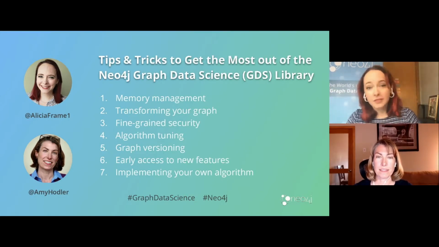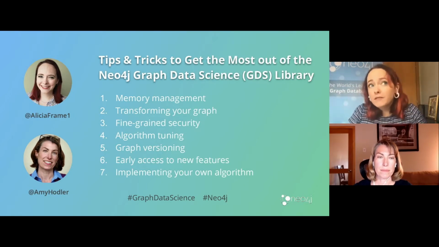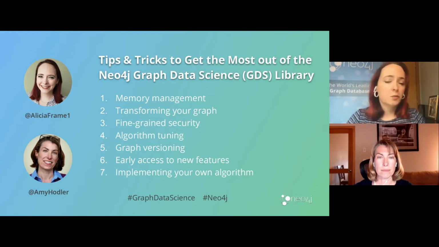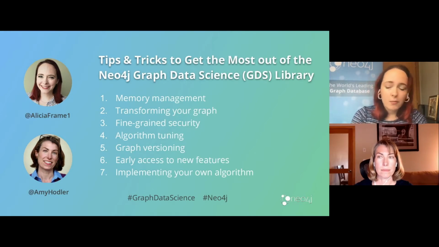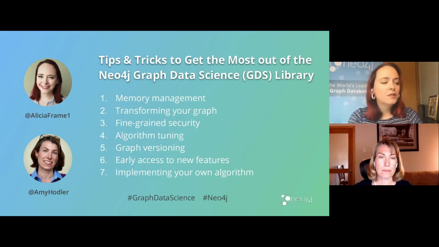So we're going to cover a couple different topics today, going from memory management. So how do you configure Neo4j to run GDS? What do we have built in to better handle your memory when you're running your algorithms? We're going to talk about transforming your graph and all of the cool stuff with the graph catalog that lets you reshape your transactional database to the right subset or flavor of data that you want to run algorithms on.